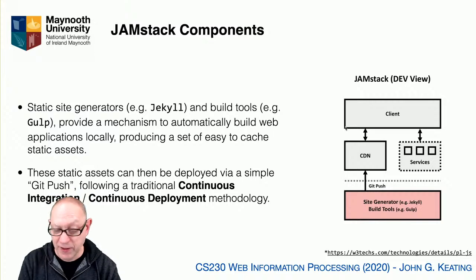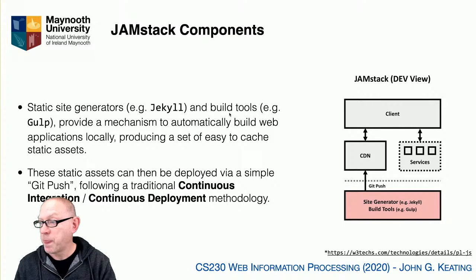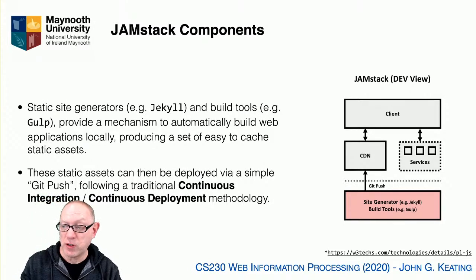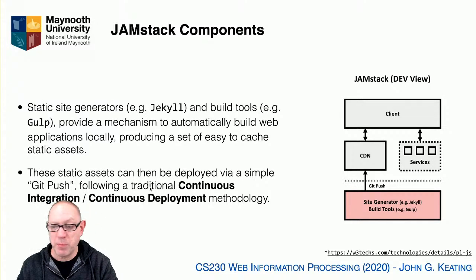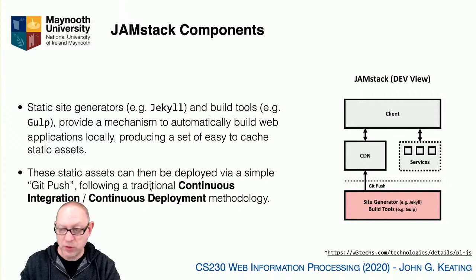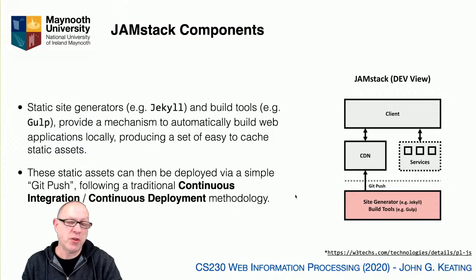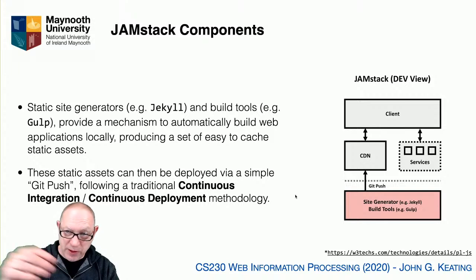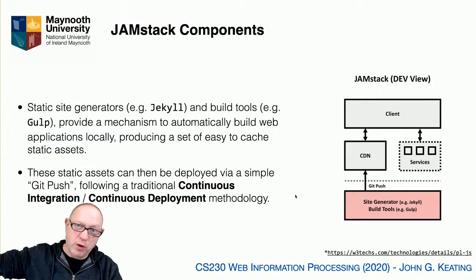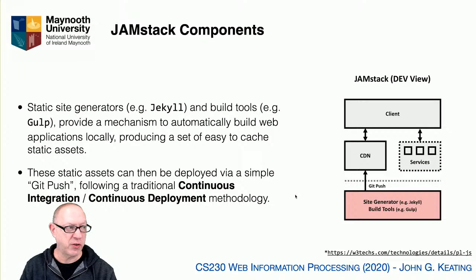You also need static site generators, okay, Jekyll, as I said already, and build tools like Gulp to provide a mechanism to automatically build web applications locally, producing a set of easy to cache static assets. And these assets then can be deployed with a simple git push, and it's a traditional continuous integration or continuous deployment methodology. We don't have time to talk about methodologies in this either. So that's why I wanted to do this lecture, to give you a sense of, you're learning a lot about the technologies, but you're not learning about the deployment and running and management of all this stuff at large, unfortunately.